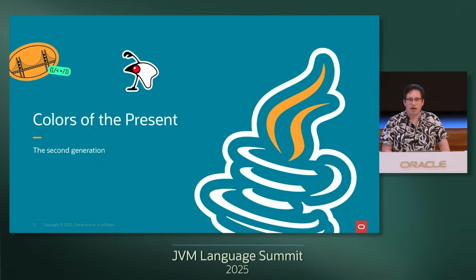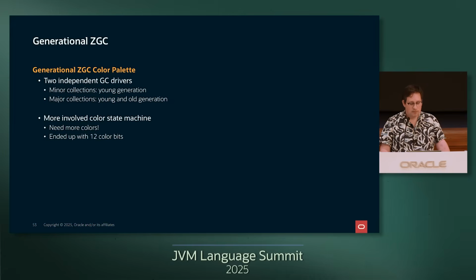But that's not where we are now. Today we have a generational garbage collector, and it's way more complicated. With the generational garbage collector, we have 2 different drivers of our GC cycles. We have minor collections that trigger young generation collections. And we have major collections that trigger both young generation collections and old generation collections.